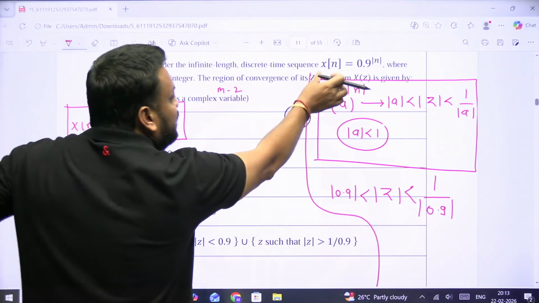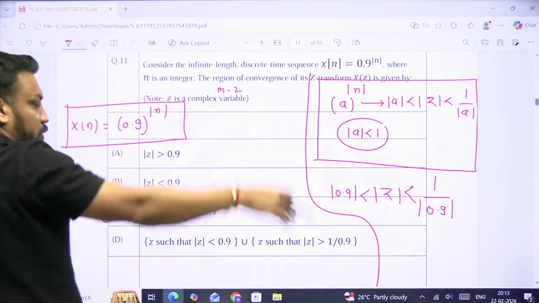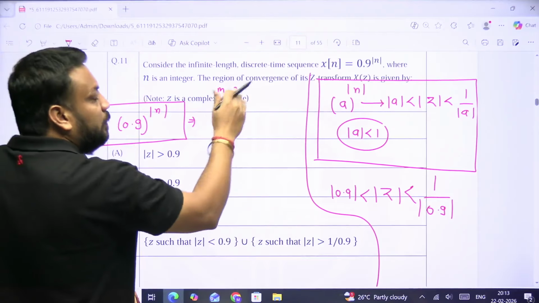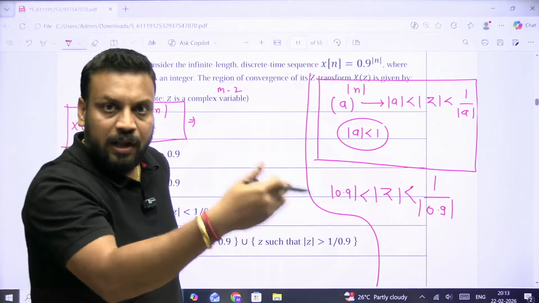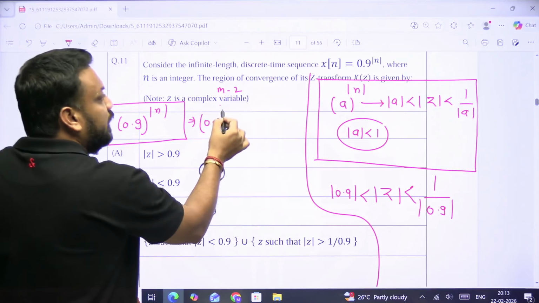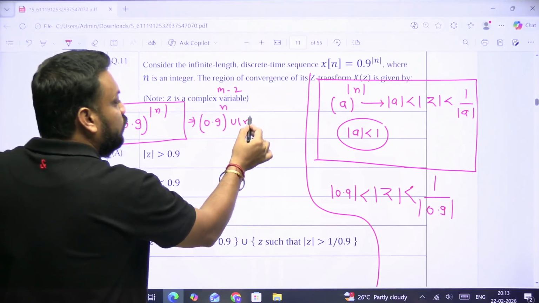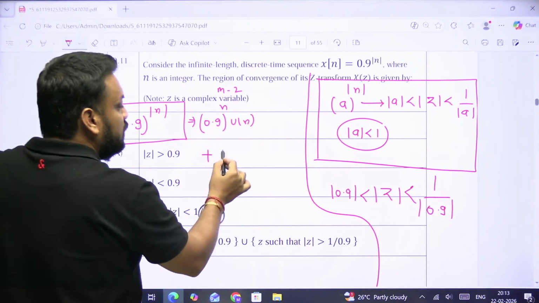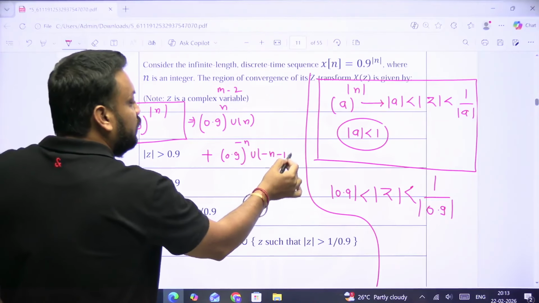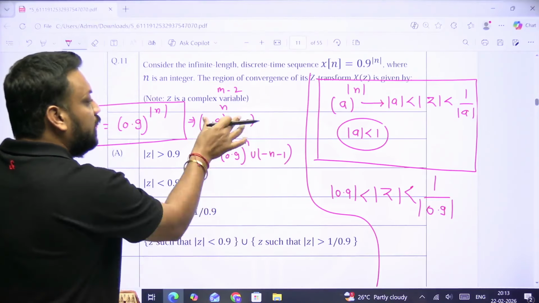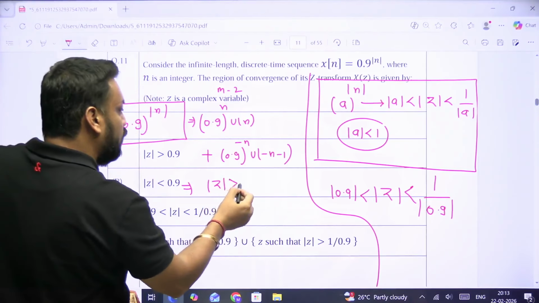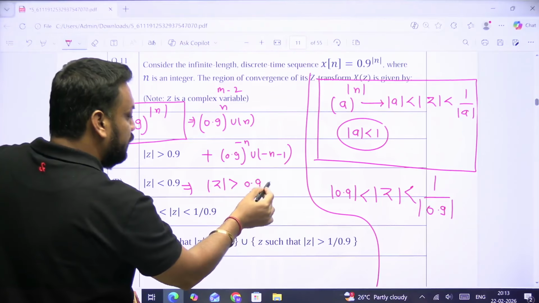Shall we say that, sir, here 0.9 की power mod of n. Okay, so tell me how to open. So we can just open it on the right hand side when n equal to 0 to infinity, which means u of n. So we can write sum of 0.9 की power n into u of n, and we can also write plus 0.9 की power minus n u of minus n minus 1. So don't you think the first form, a to the power n u n, will give ROC mod of z is greater than a, it means 0.9.